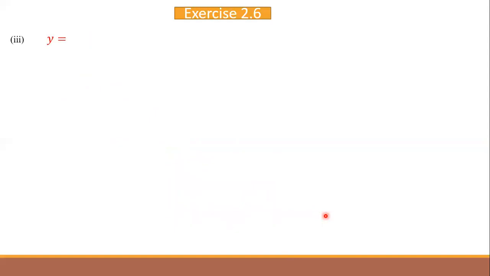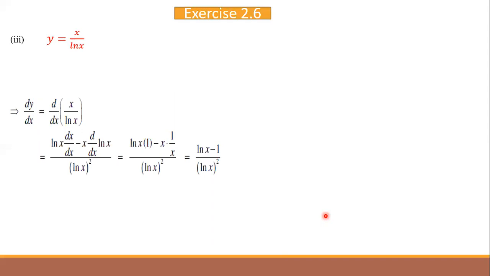The next part is y is equal to x over natural log of x. Here we have two functions in the form of a quotient, so we will use the quotient rule. That means denominator squared, denominator as it is, derivative of numerator, minus numerator as it is, derivative of denominator.